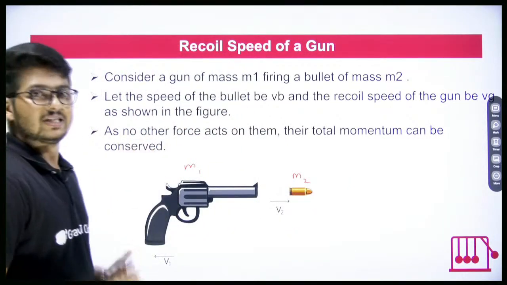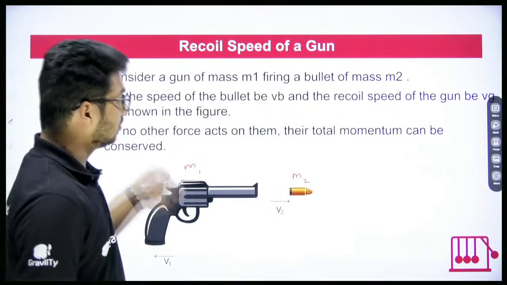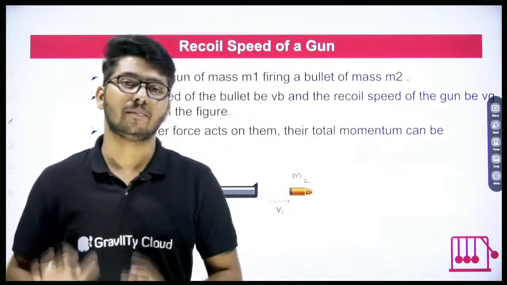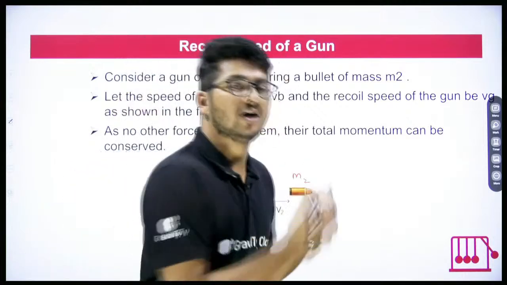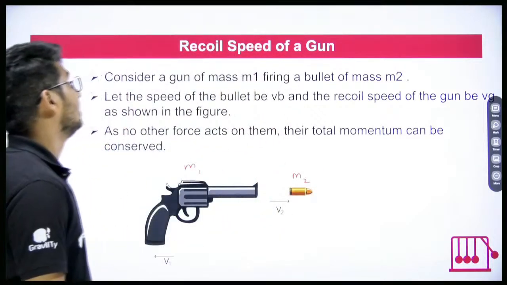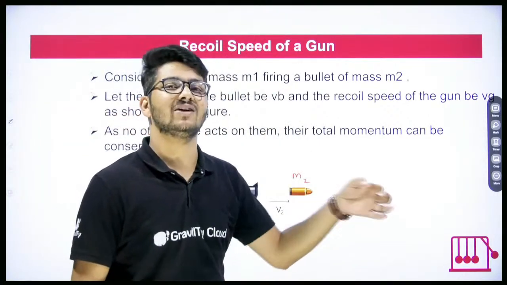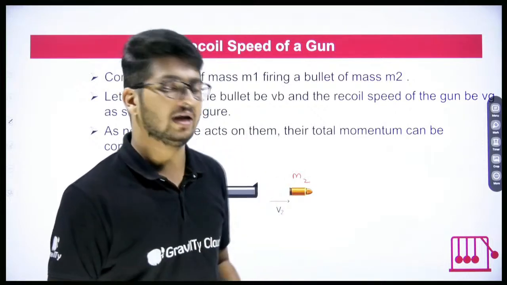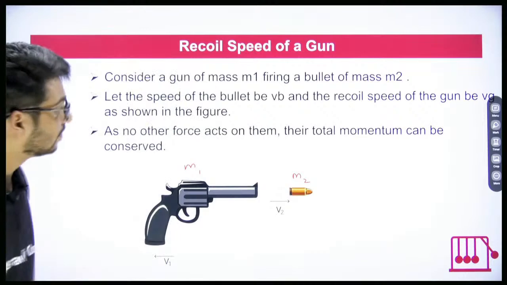Now we have seen this in the last class. So when a gun fires a bullet, the gun comes back. So here what we will be doing is, with what speed will the gun come back? And what is that coming back called as? Recoil. So with what speed does the gun recoil? So the topic is recoil speed of a gun. Does the gun come back when a bullet is fired?